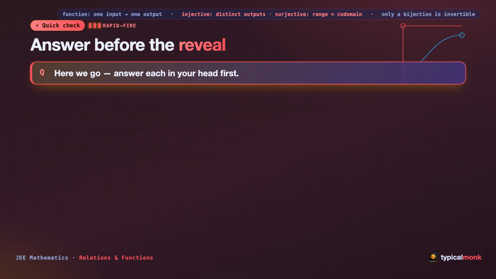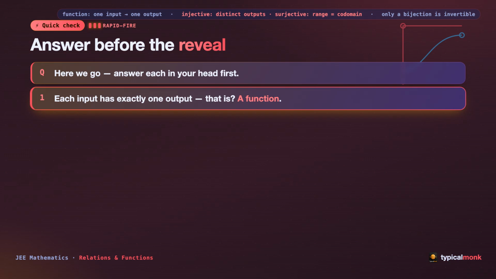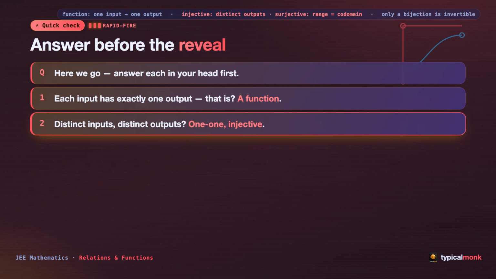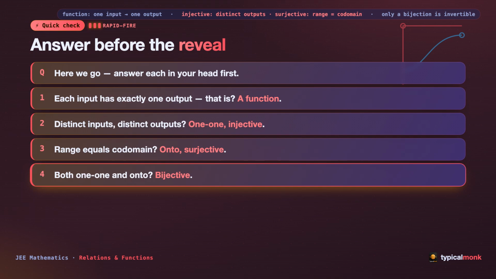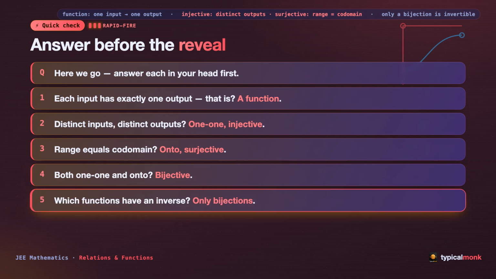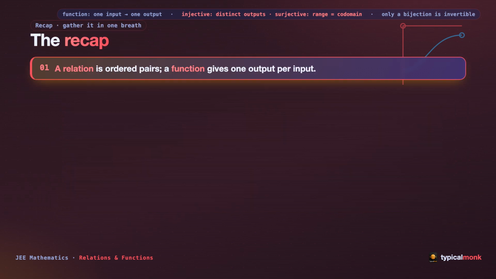That is how JEE speed is built. Here we go. Question 1. Each input has exactly one output. That is a function. Question 2. Distinct inputs, distinct outputs, 1-1 injective. Question 3. Range equals codomain, onto surjective. Question 4. Both 1-1 and onto, bijective. And question 5. Which functions have an inverse? Only bijections.